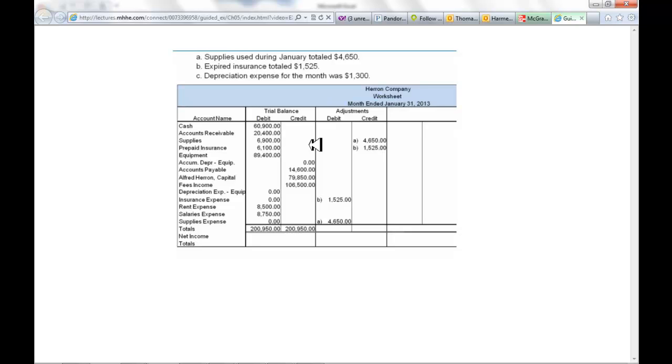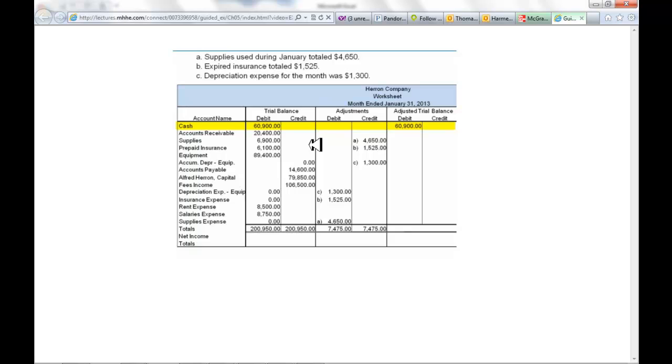Letter C. Depreciation expense for the month was $1,300. The journal entry to record depreciation expense is a debit to depreciation expense and a credit to the contra asset account, accumulated depreciation on the equipment. We total the debit and credit columns for the adjustments, $7,475 in debits and $7,475 in credits. We extend the information to create the adjusted trial balance.